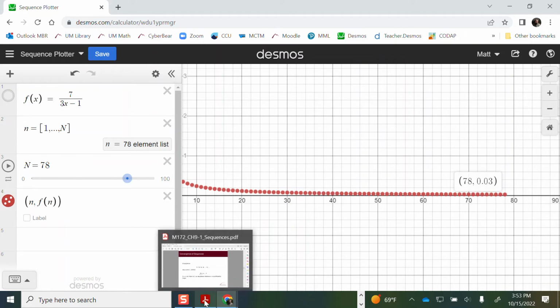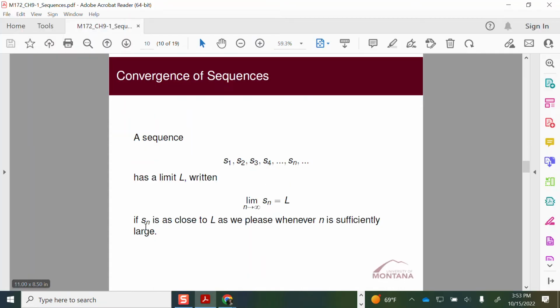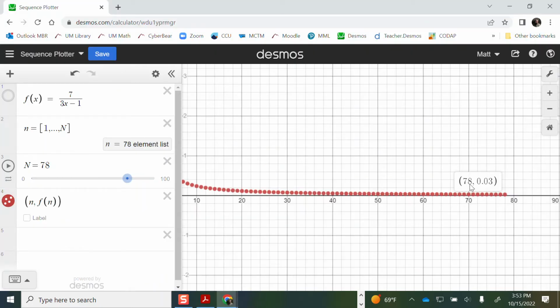So that's the definition. The definition says that I can make S sub n, the nth term, as close to L as we please whenever n is sufficiently large. So translated into this particular one, I can make the nth term as close to 0 as you like, provided that I can pump up the number of points that I plot. So that's the general definition for convergence with sequences.